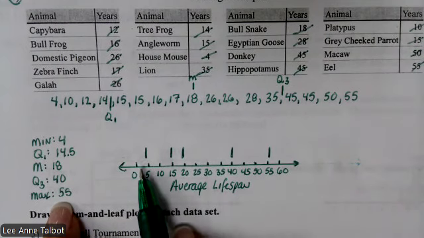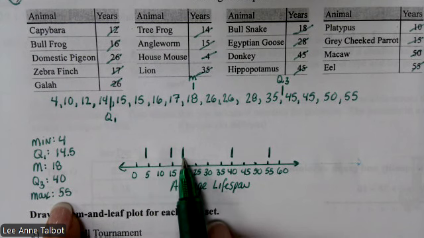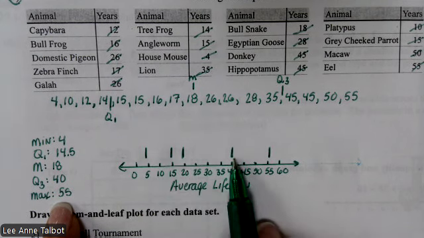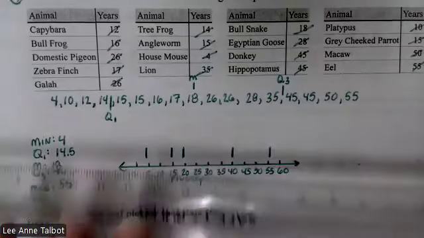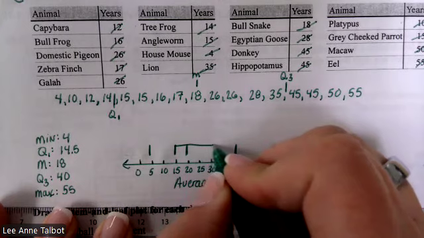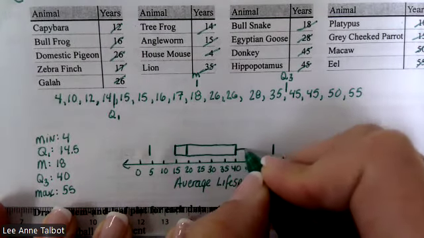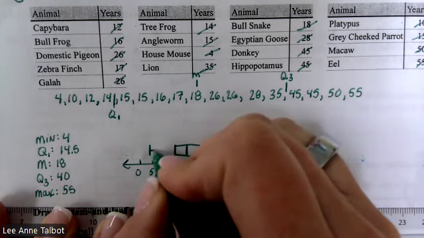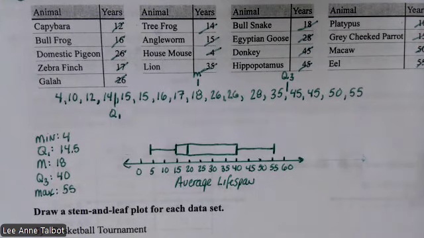Okay, so I made marks at 4, 14.5, 18, 40, and 55. And remember, those are not going to be perfect. It's okay. And the box is the middle 3, and then the whiskers go to the outside.